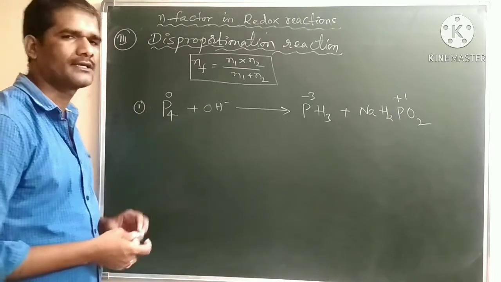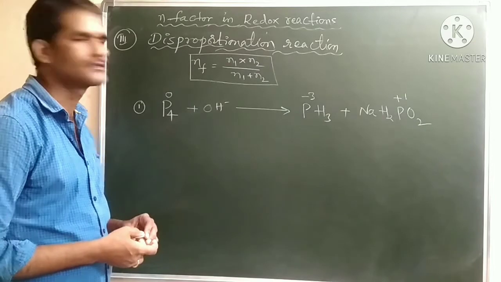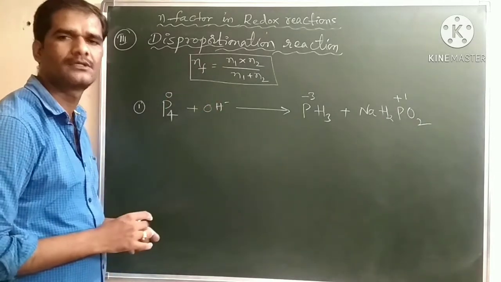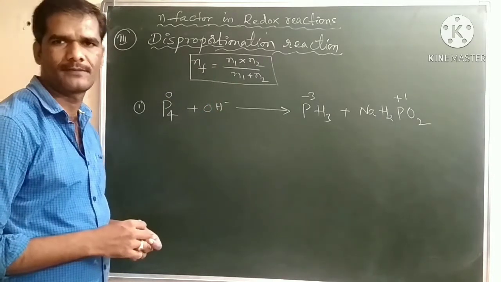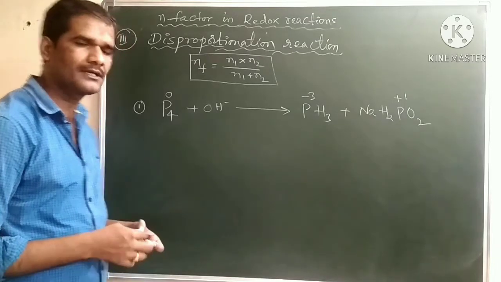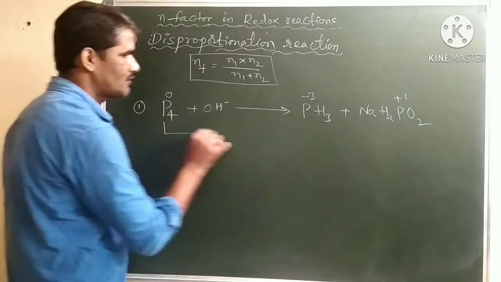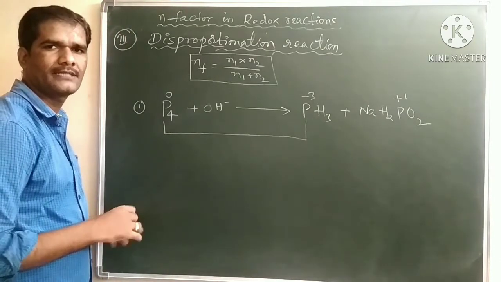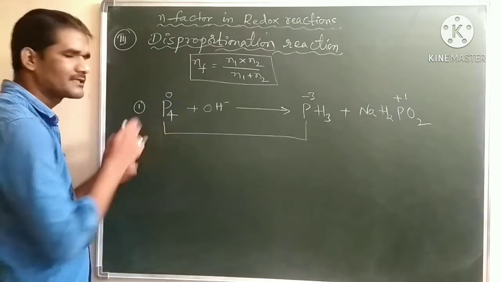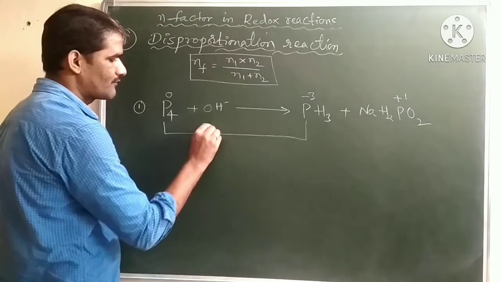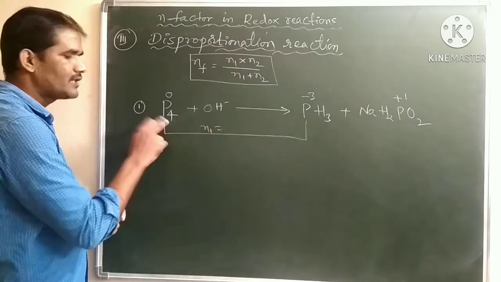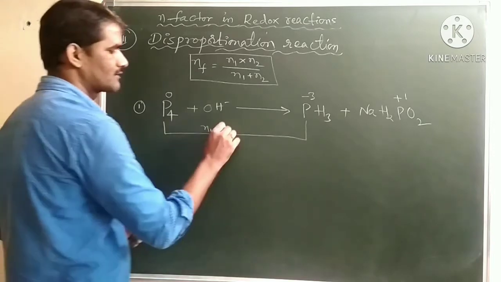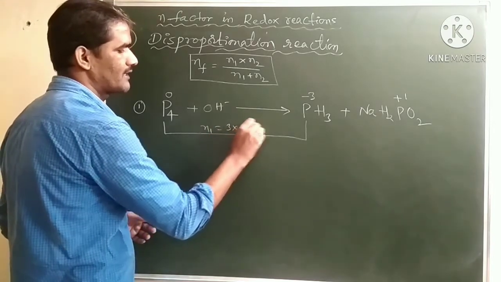Then what is the N factor for this P4? Our resultant N factor is equal to N1 into N2 by N1 plus N2. Then what is N1? Here N1 is 0 to -3. What is the change, 0 to -3? 3. But how many phosphorus are there again? So N1 is equal to 3 into 4. 4 phosphorus are there, so 3 into 4 gives 12.